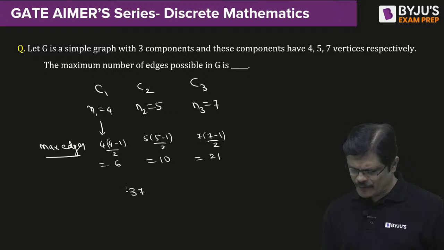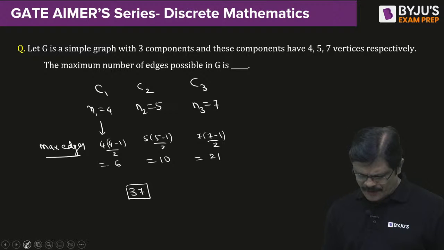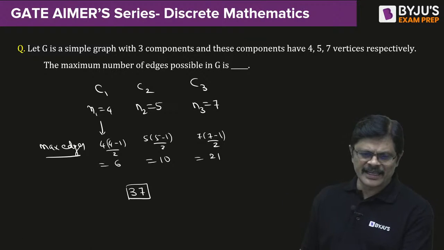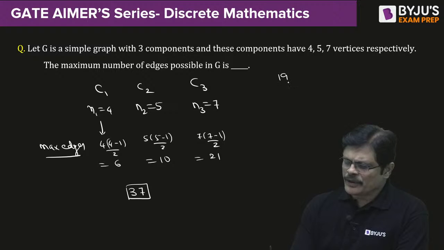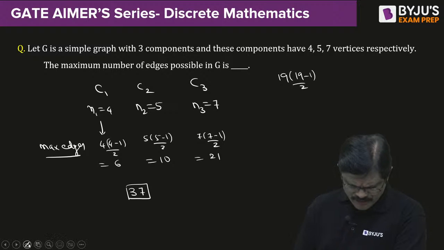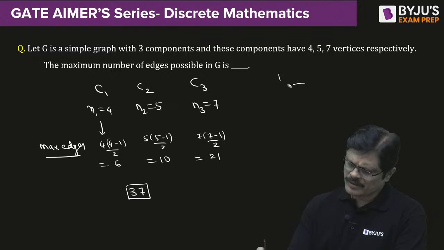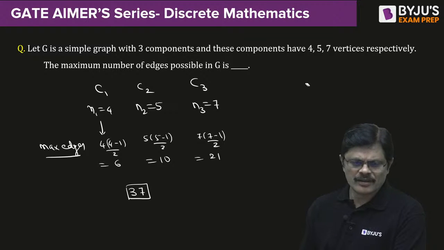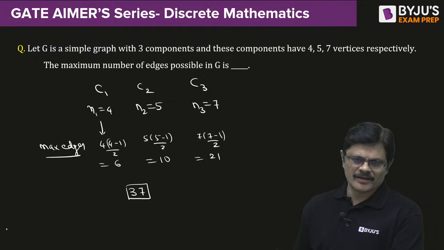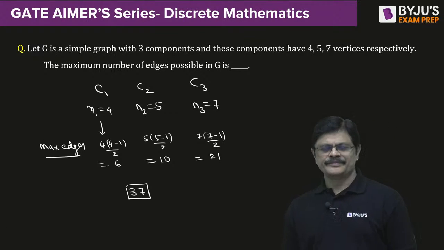Why 74, Babu? They are components, no? Disconnected. How can you connect them again? How are you connecting, sir? Are you doing like 14 plus 19 into 19 minus 1 by 2? Are you trying to do this? No, that is also wrong. You missed dividing by 2. Very good. 37 is the answer.